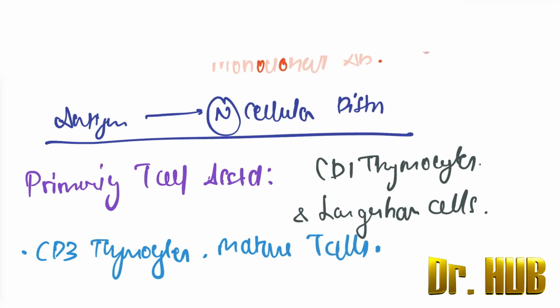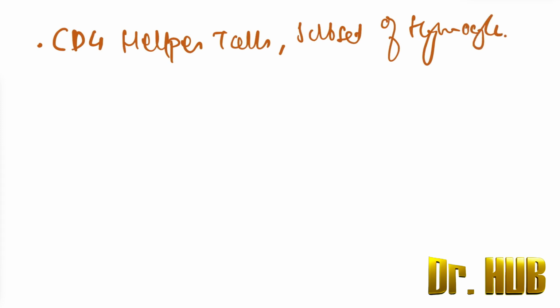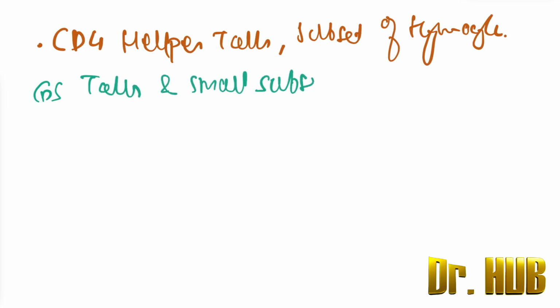Next is the CD4, which marks the CD4 helper T cells as well as a subset of the thymocytes. Then comes the CD5, found on T cells and a small subset of B cells.